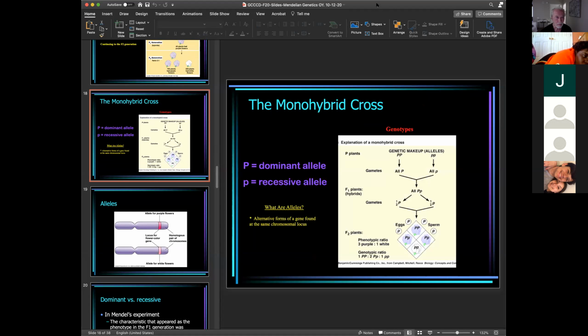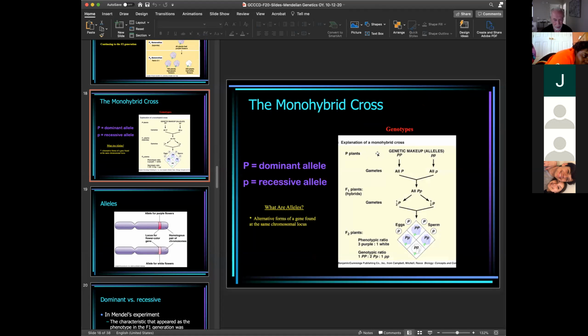Can you see the screen that says monohybrid cross? Yes. Okay, so that's what this is. In this case, instead of using tall and short, we're using flower color.